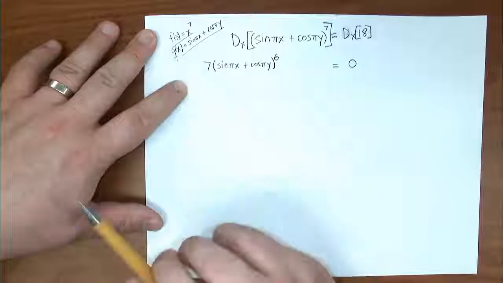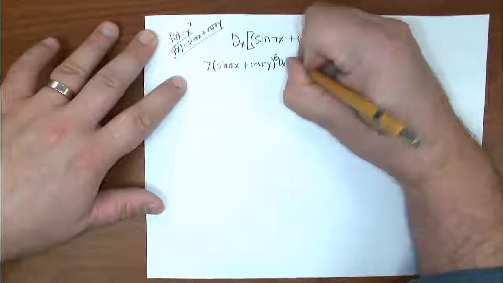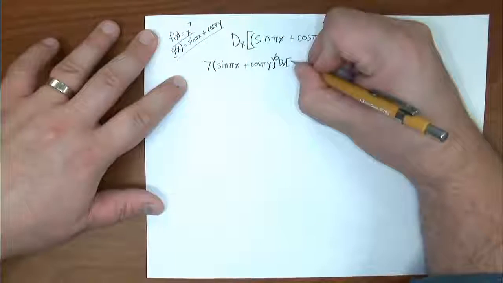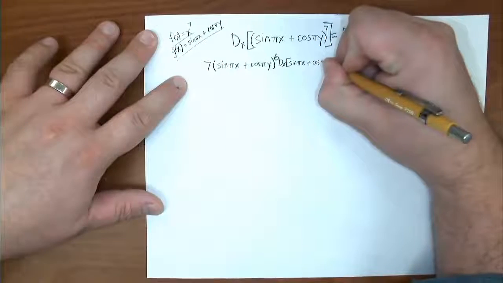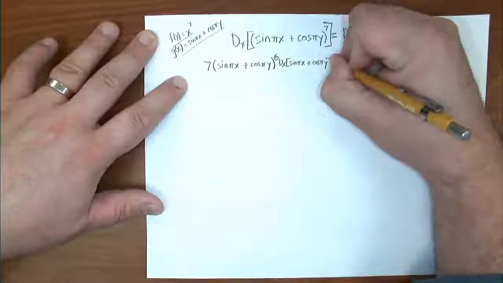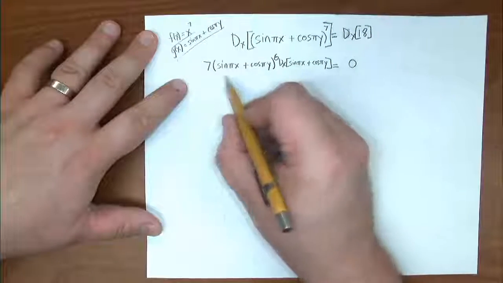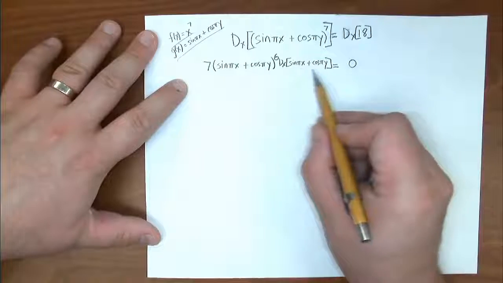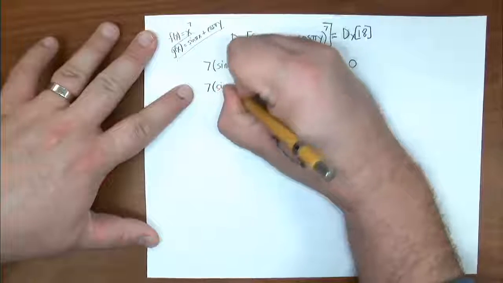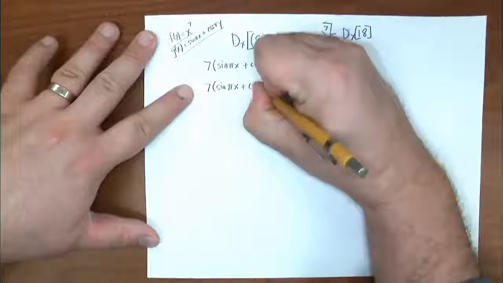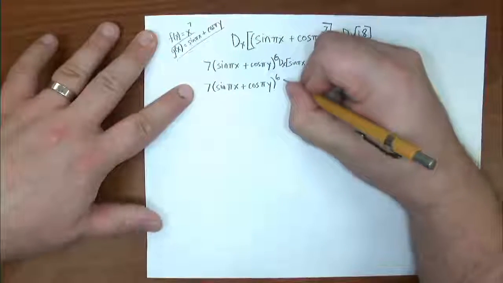Outside function, inside function. But the chain rule says, wait, you're not done yet. You have to multiply by the derivative of your inside function, which is the derivative of sine pi x plus cosine pi y. So we have to multiply by that. Okay, so now we're done with this most left-hand part here. We have to figure out this right-hand part right here. So let's rewrite the 7 times sine pi x plus cosine pi y to the 6th power. Now, what is this?